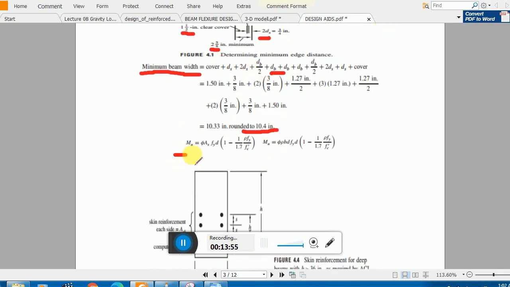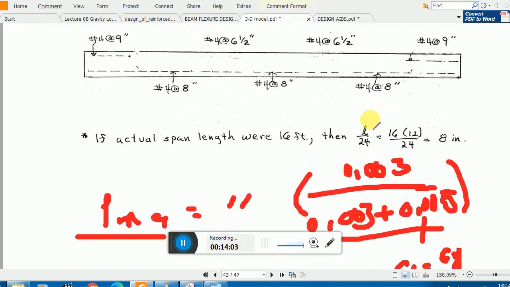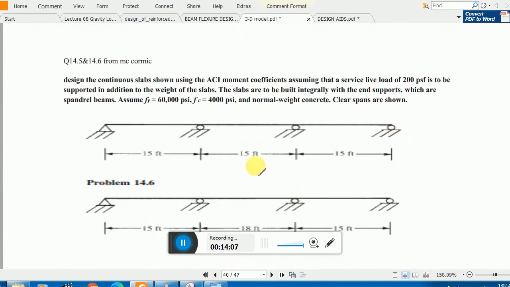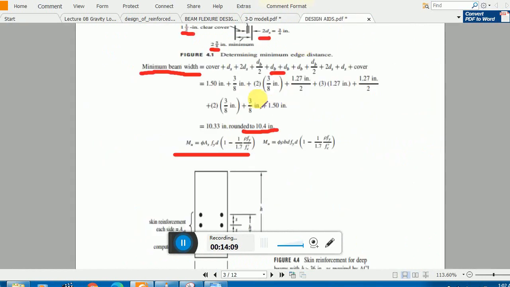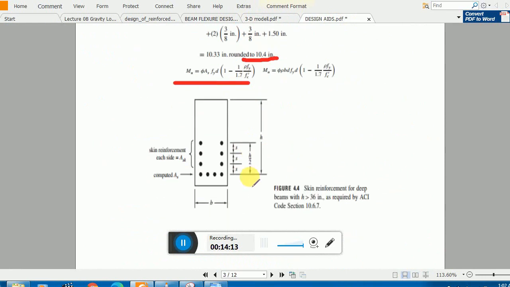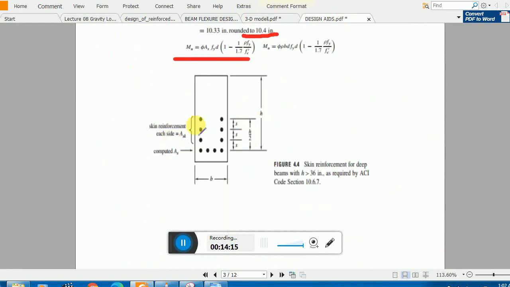Remember, then you have to calculate your moment capacity. I already discussed this equation in one of my lectures. Basically, if you don't watch this lecture, I use this equation in this example. And this is again another provision of ACI, which is skin reinforcement.